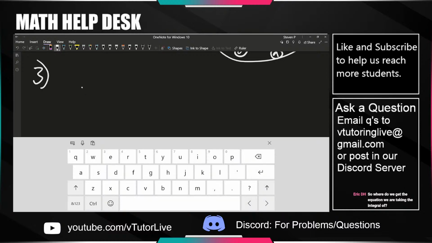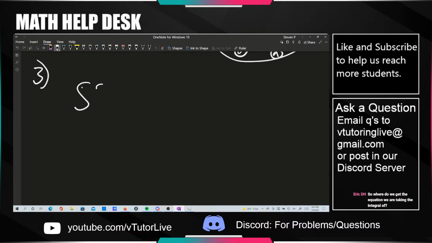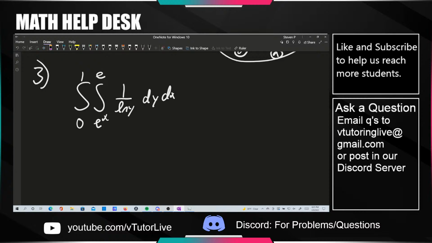But okay, so we have one last problem for today, which is the integral of 1 over ln of y dy dx from e to the x to e and 0 to 1. This problem actually took me a moment, and I thought about it in advance. So where do we get the equation we are taking the integral of?